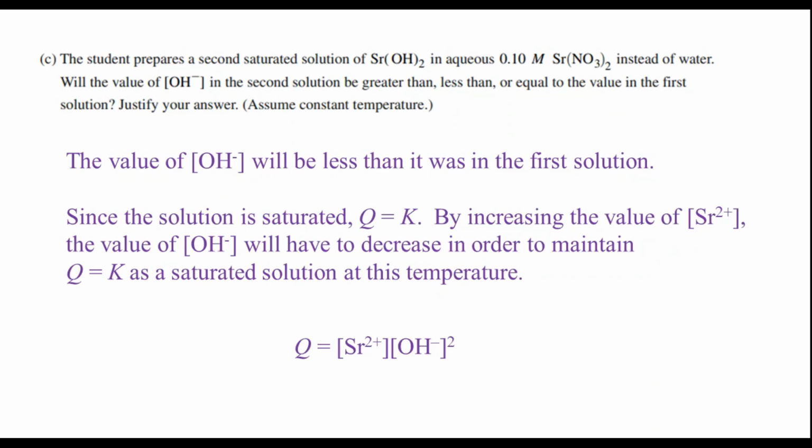So graphically, if you want to look at this, if the strontium is going up because you've got whatever was there in addition to the 0.10 molar, well, that means that the hydroxide concentration has to go down in order to keep your Q value the same as it was before. So if you got that answer, then give yourself 1 point for that. And that's the 4 points here on the last question of this year's 2023 AP Chemistry Free Response section. And that is question 7.